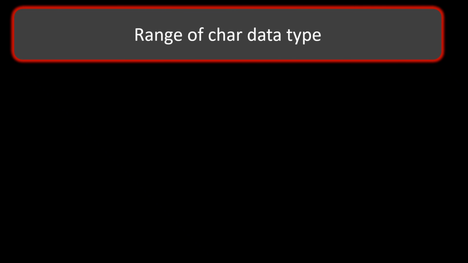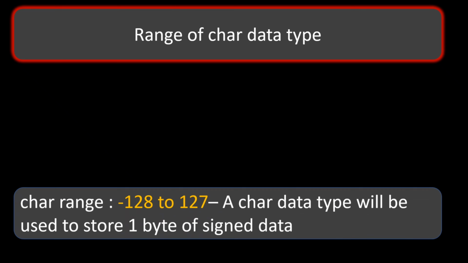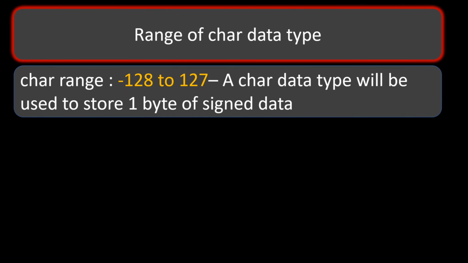Now we are talking about the range of the char data type. What is the range? The range of the char data type is -128 to 127. A char data type is used to store 1 byte of signed data, for example a temperature value, if it is sometimes negative and sometimes positive. Based on the nature of the data we want to store, it is called signed data, and so you can use the char data type to store the temperature value.